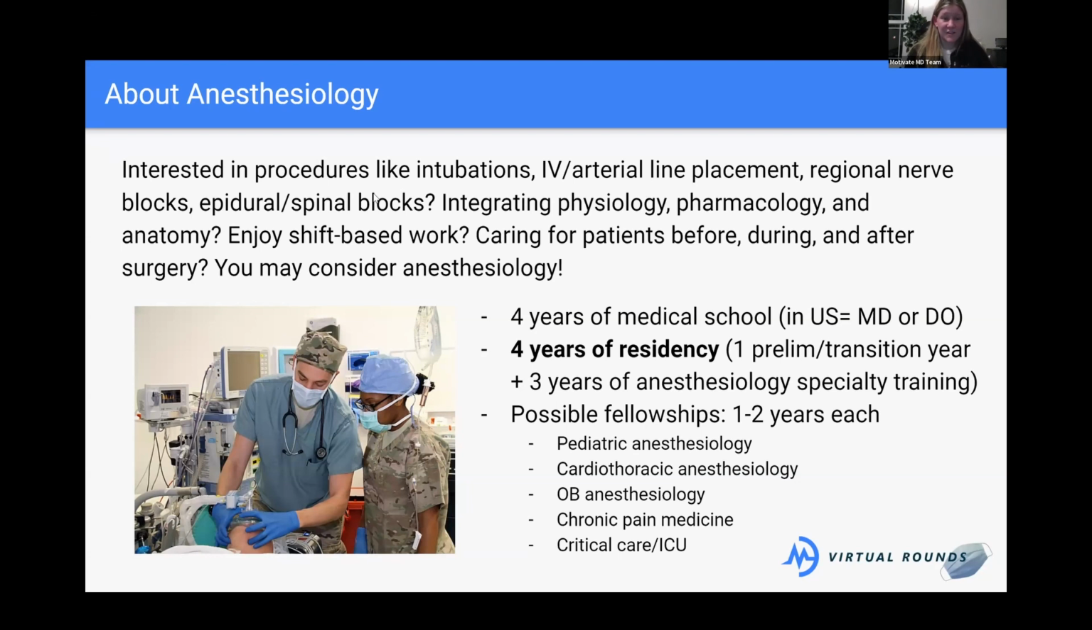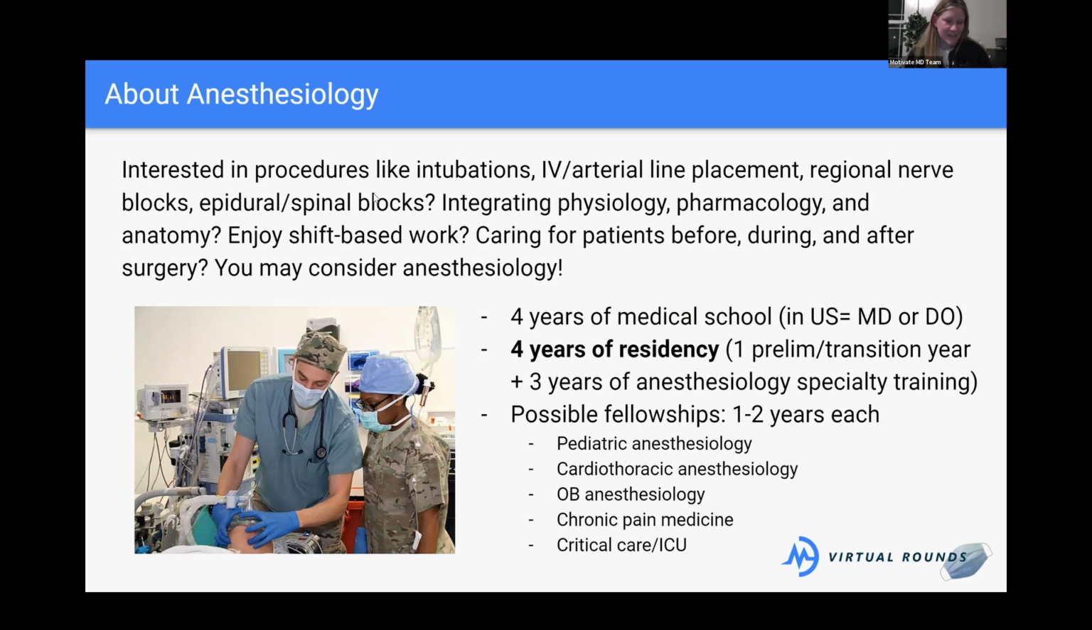It's also a lot of shift-based work. Because you don't have total ownership over your patients, it's really easy to have people sub in and out for you during surgeries. So it gives people a pretty nice lifestyle and good quality of life around the work that they're doing. And if you love the OR, if you love working with patients before, during, and after surgery, then anesthesia might be a really great option for you.